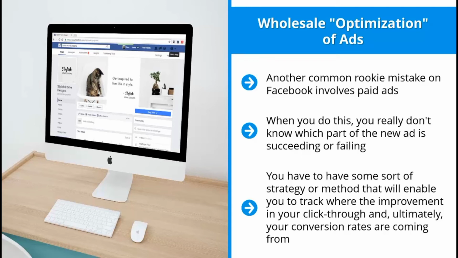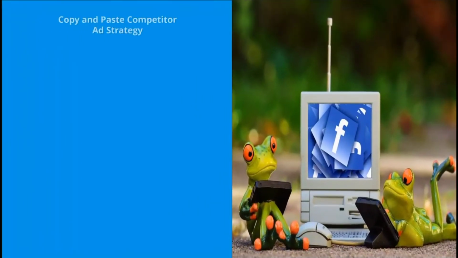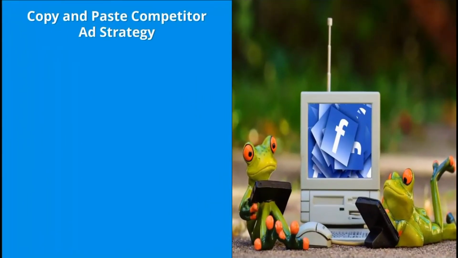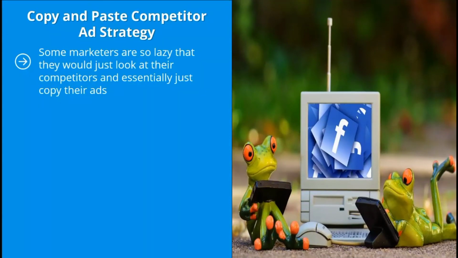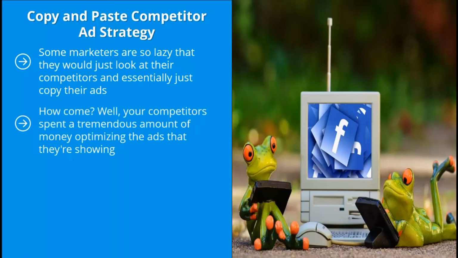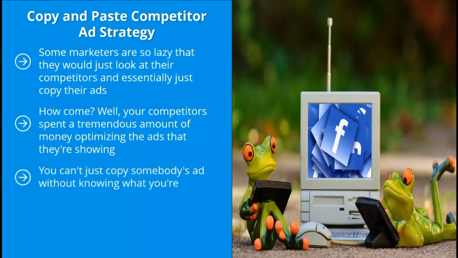Simply swapping out ads in total or in whole doesn't really give you the data that you need to make effective decisions. Copy and paste competitor ad strategy. Some marketers are so lazy that they just look at their competitors and essentially copy their ads. Of course, they're not going to copy word for word, but they still end up failing. How come? Well, your competitor spends a tremendous amount of money optimizing the ads that they're showing. Their ads work. However, you won't get a competitive advantage if you copy them wholesale. You can't just copy somebody's ad without knowing what you're doing.